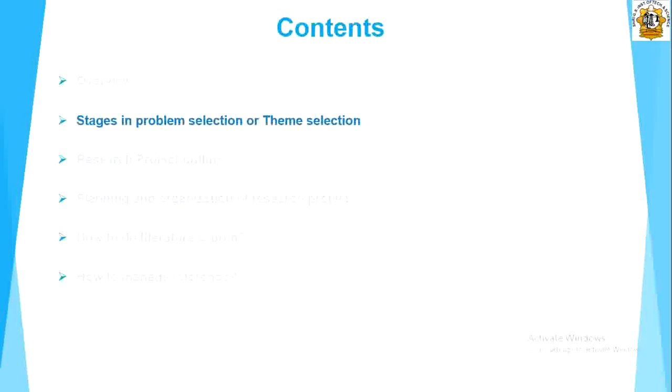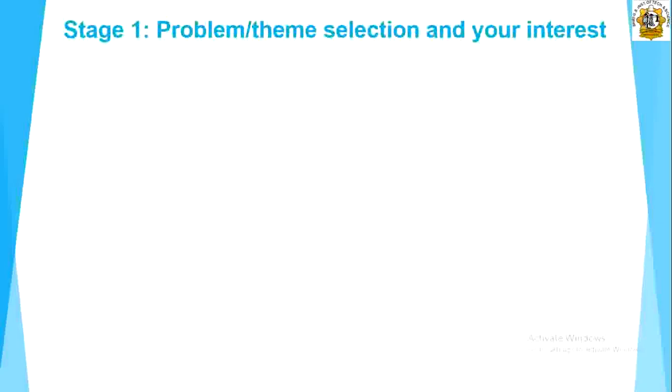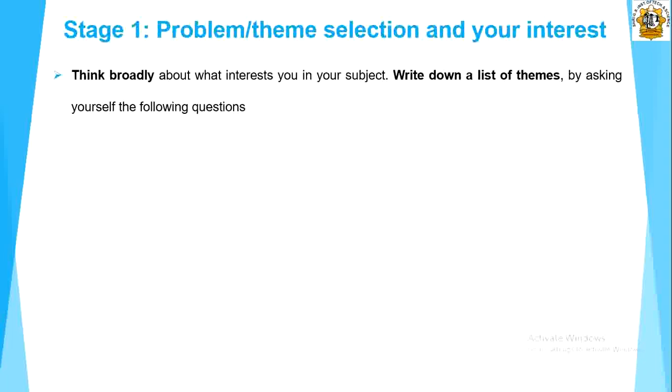Next we'll move to the stages in problem selection or theme selection. So what are the stages? Stage 1: problem or theme selection, and your research interest. Think broadly about what interests you in your research. Write down a list of themes by asking yourself the following questions. You might be thinking this is the biggest challenge in your research project. Yes, obviously, because your project must be a different one and must be unique.